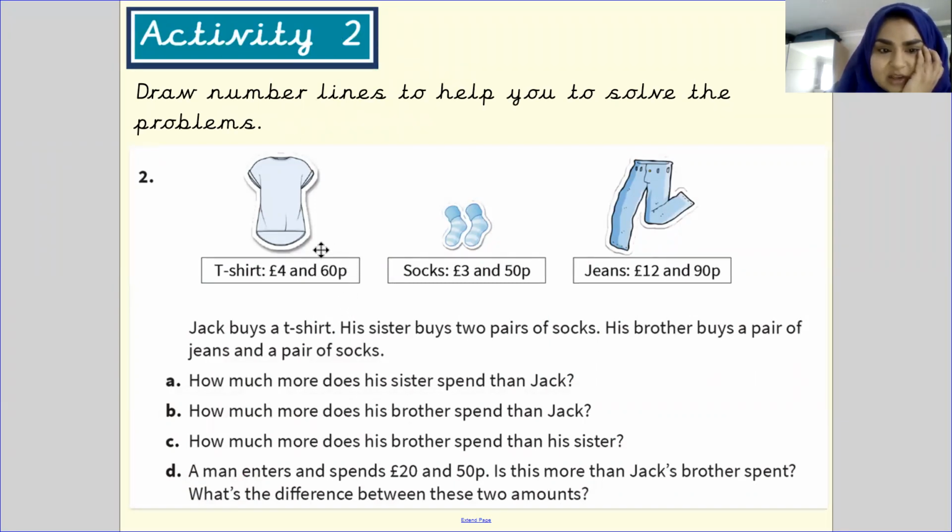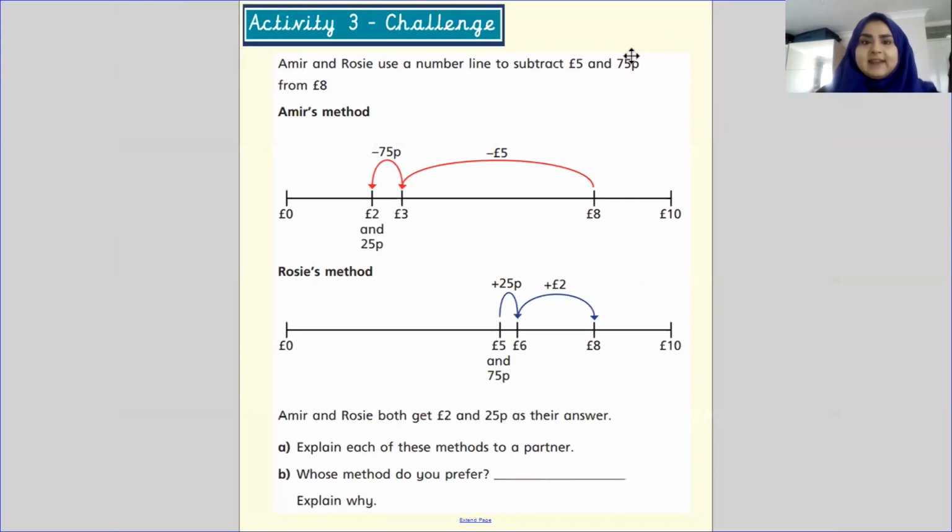So Jack has bought a t-shirt, which is £4.60, and his sister has bought 2 pairs of socks. So 1 pair of socks is £3.50, which means 2 pairs of socks will be £7. So how much more has she spent? Okay, you make sure you use a number line to help you solve the problems. Okay, then activity number 3 is a challenge.